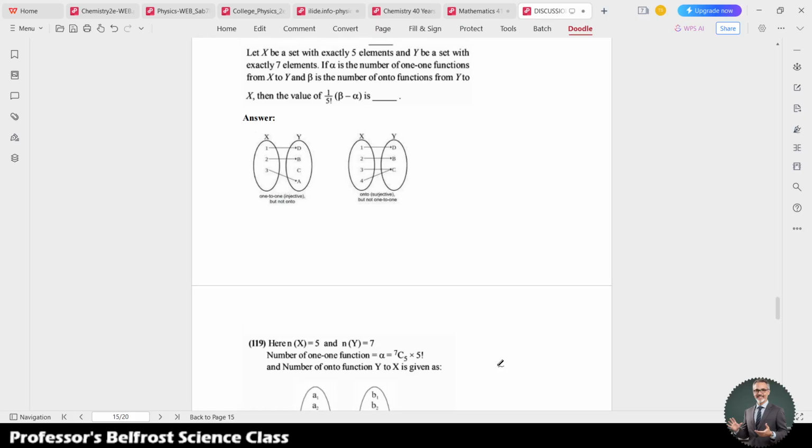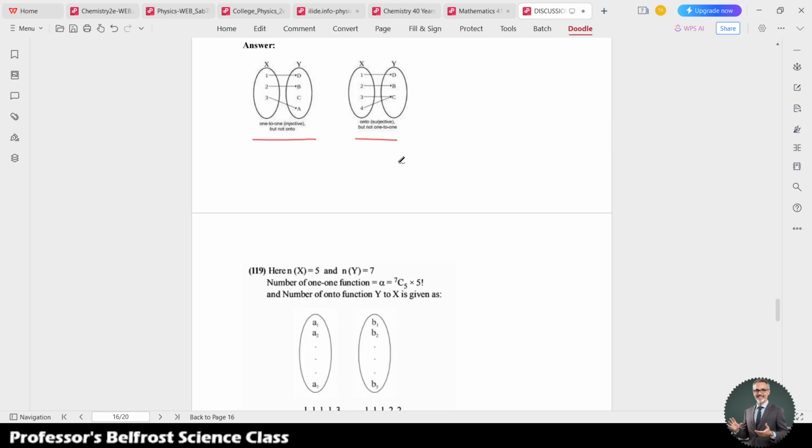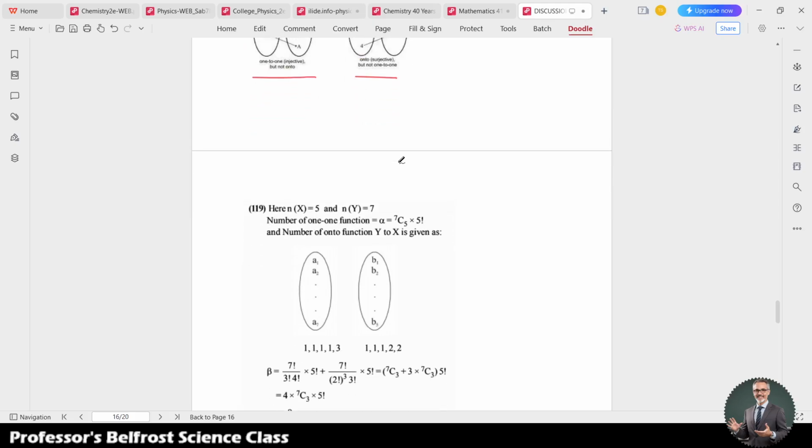Okay, so we have two terms related to functions in mathematics. The first one is the one-to-one function, okay, injective, and this is the onto function, the surjective function. Can you see the difference? I think yes. One-to-one means that one element of X can only be paired with one element of Y, and no repetition. But for an onto function, there may be two elements of X, I mean the domain, that are mapped to the same range element.